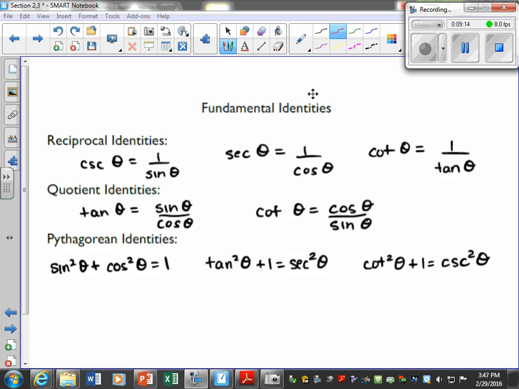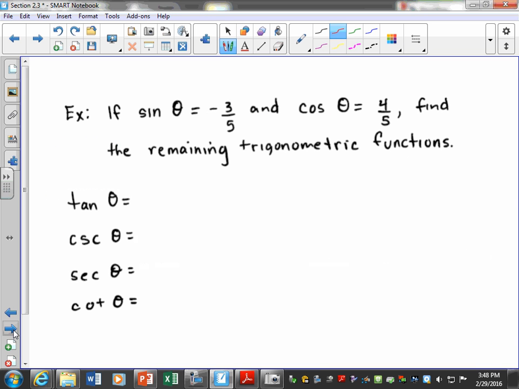These you want to make sure you write down, maybe make some index cards so that you can study these and know these. So pause and make sure you get all of them written down. Okay, one of the things you'll be asked to do is they'll say, if sine of theta is negative 3/5 and cosine of theta is 4/5, find the remaining trig functions.